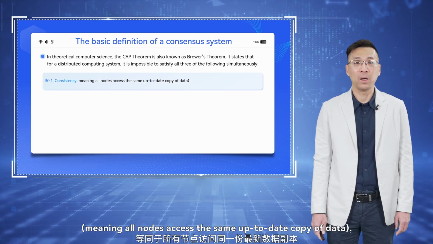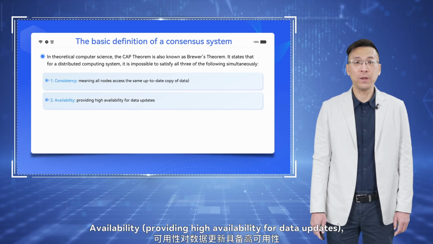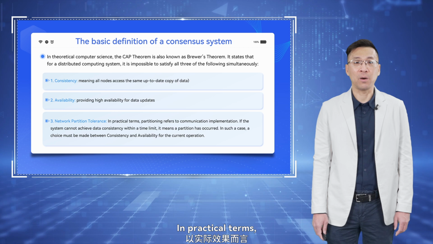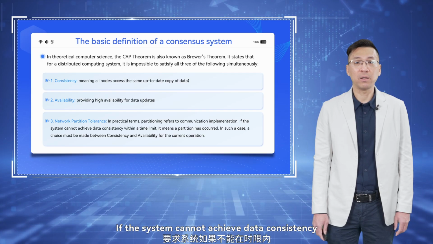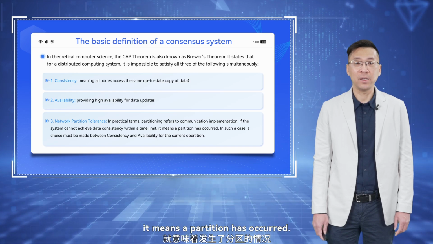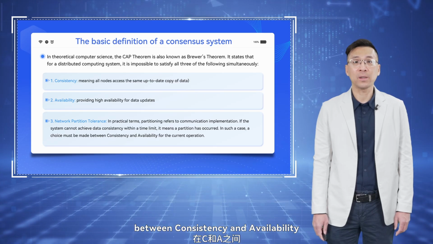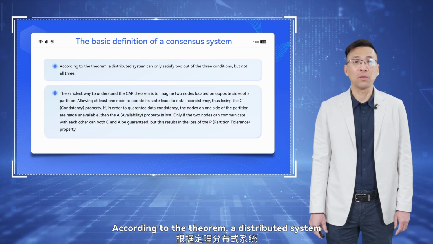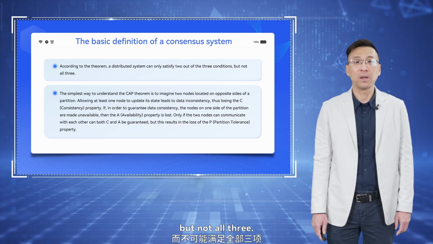Consistency, meaning all nodes access the same up-to-date copy of data. Availability, providing high availability for data updates. And network partition tolerance. In practical terms, partitioning refers to communication failure. If the system cannot achieve data consistency within a time limit, it means a partition has occurred. In such a case, a choice must be made between consistency and availability for the current operation. According to the theorem, a distributed system can only satisfy 2 out of the 3 conditions, but not all 3.